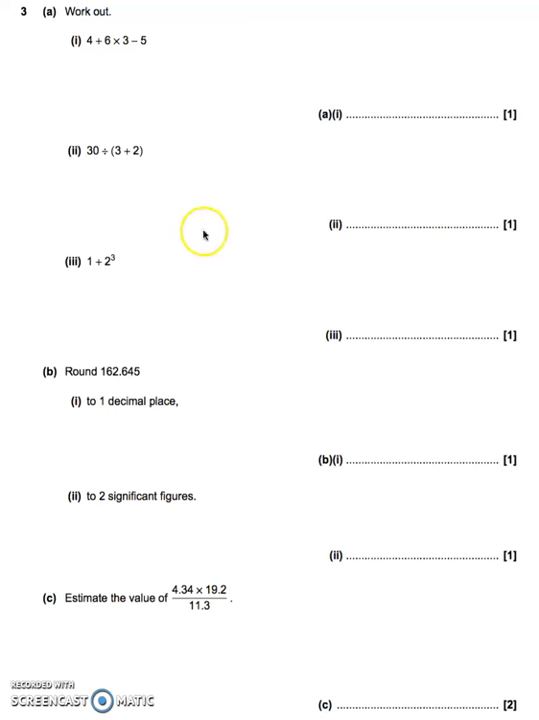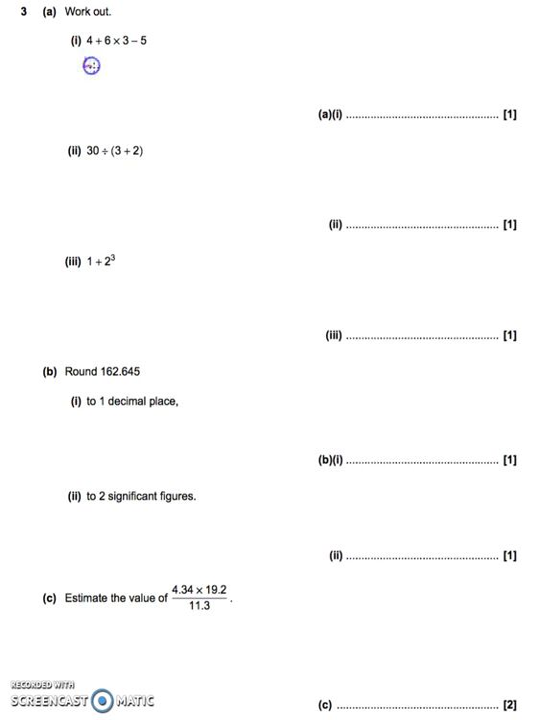Question number 3a, we're told to work out in part 1, 4 plus 6 times 3 minus 5. Now you just got to remember that you can't add or subtract before you multiply or divide. It's the order of operations. It's, as you would remember it, BIDMAS or BODMAS. So you've got to do the multiplication bit first.